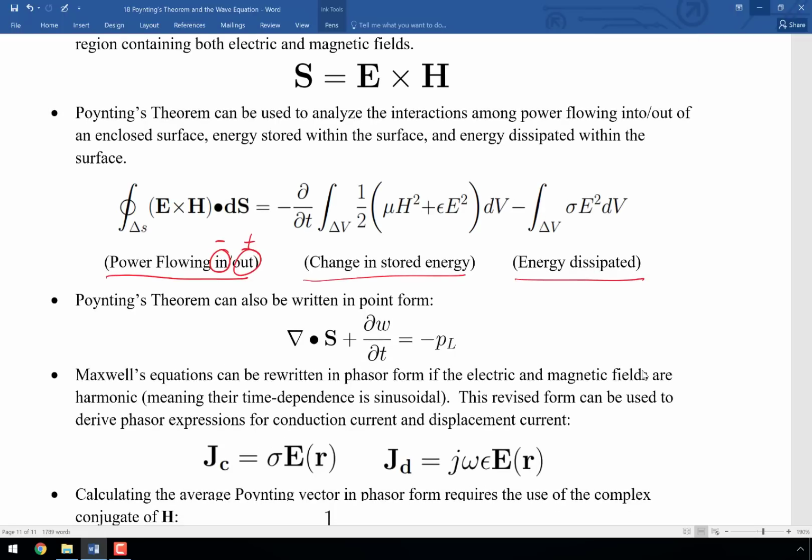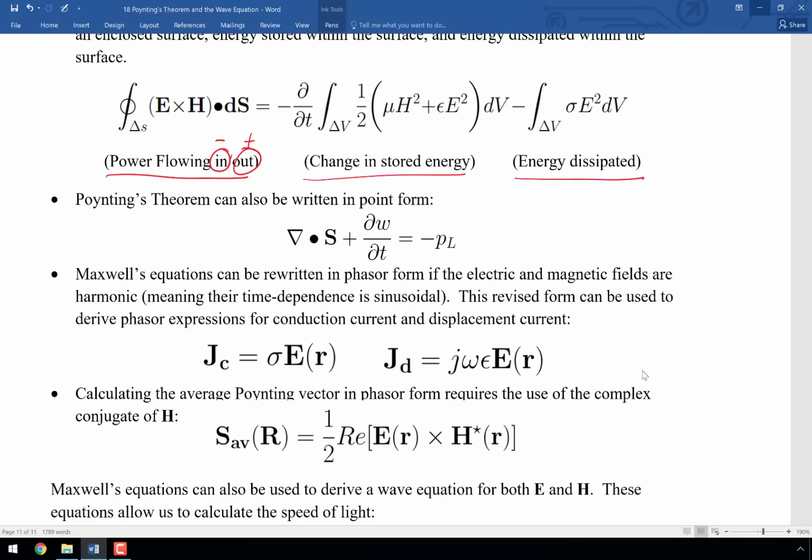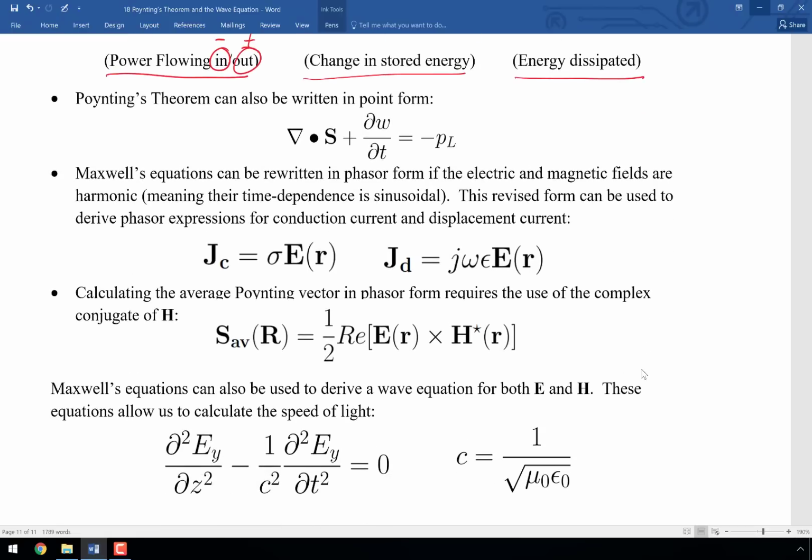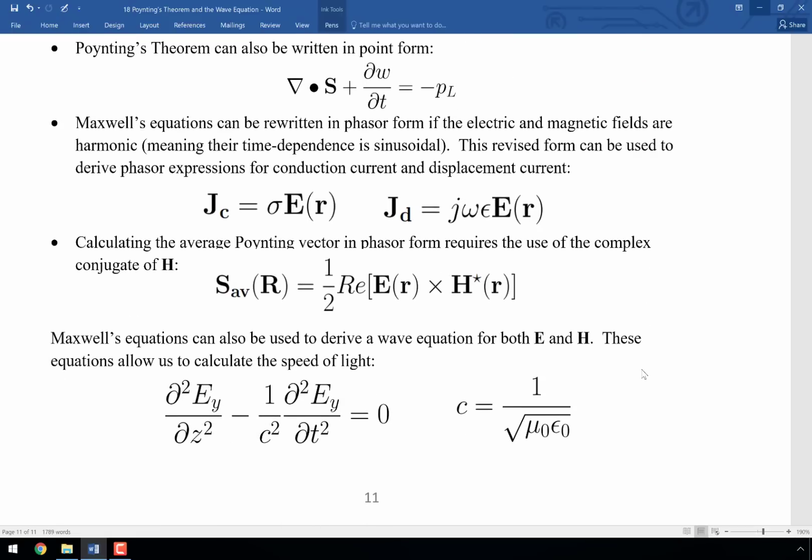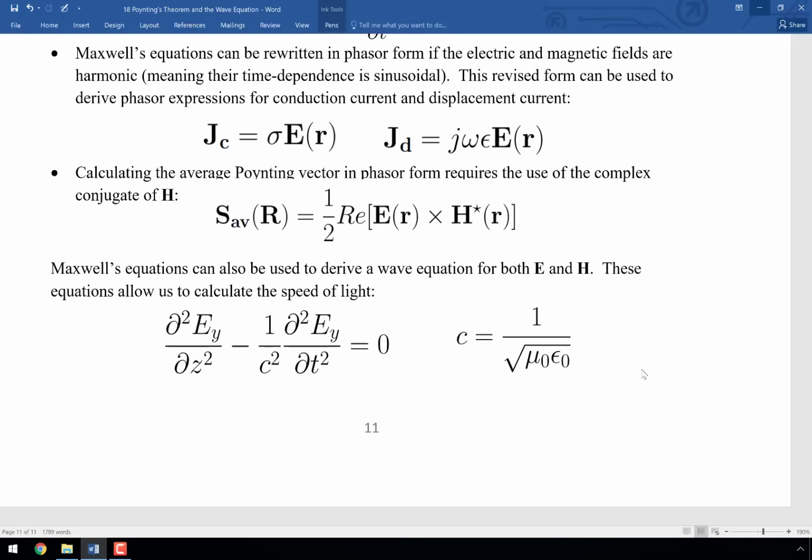And we saw that Maxwell's equations can be rewritten in phasor form, and if we do that, then that means that the time dependence has to be sinusoidal, it has to be time harmonic, and that allows us to write two separate equations for conduction current and displacement current, and to determine whether a particular material is a conductor or an insulator at a particular frequency. Calculating the average Poynting vector in phasor form requires the use of the complex conjugate of H. And then Maxwell's equations can be used to derive a wave equation, both for E and H, although it's only shown for E here. The same equation can be derived for H, and those equations allow us to calculate the speed of light.